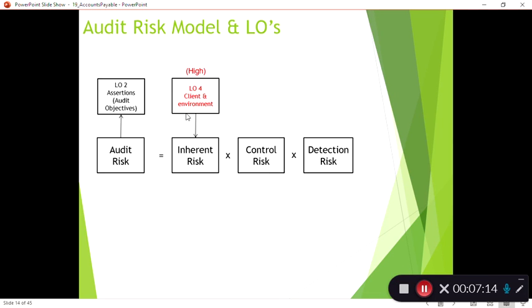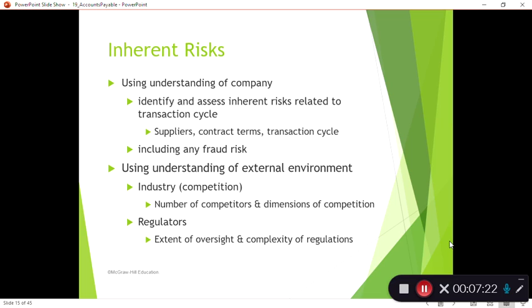So our next learning objective is basically dealing with inherent risk. And they have that under learning objective 4. We're going to use our understanding of the company and of the external environment to come up with inherent risks. So you're going to try and think about specific risks related to the transaction cycle, significant suppliers, contract terms, and transaction cycle knowledge, which is essentially part of our learning objective 3, but understanding the transaction cycle is important for understanding inherent risk. And then including any fraud risk would be part of this step.